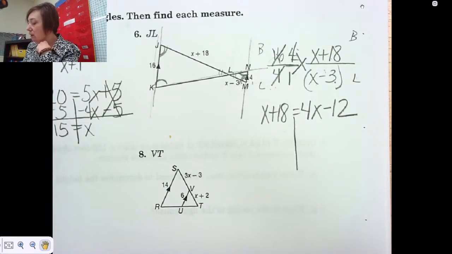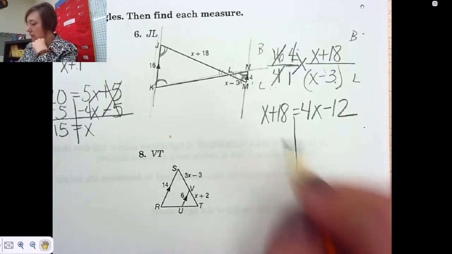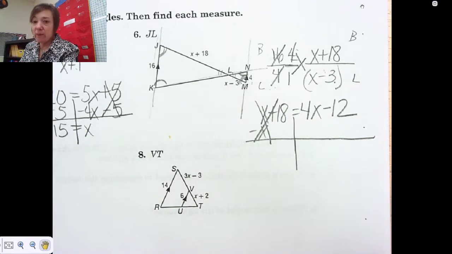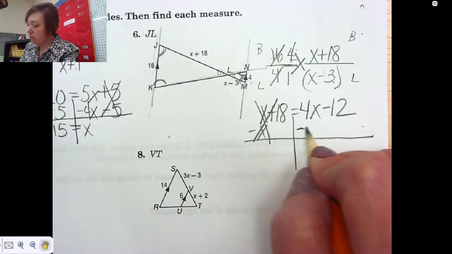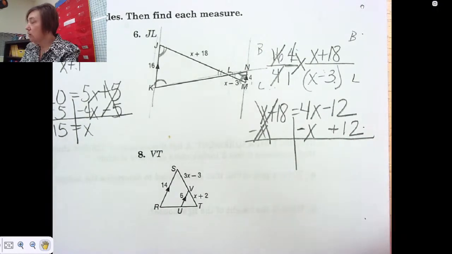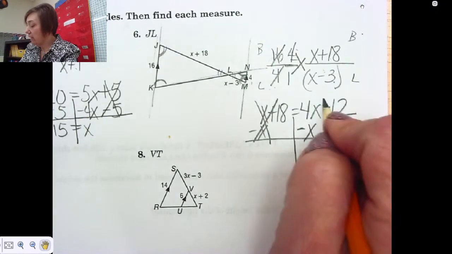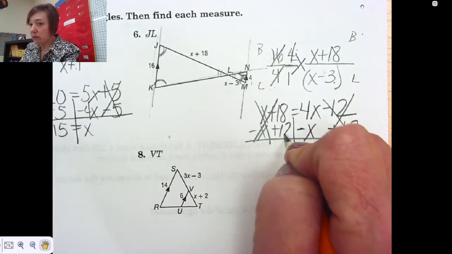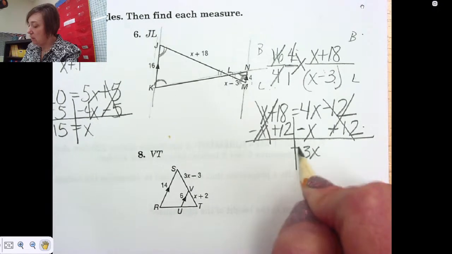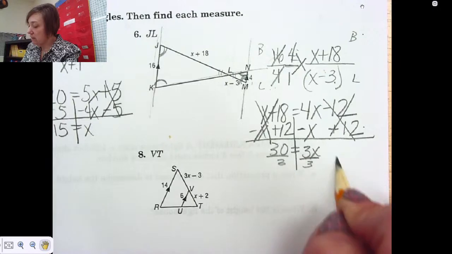Okay, what would you do to solve? Subtract x. Okay, that gets rid of my x's. What else can I do? Oh, I got to do that. Yep. Sorry. Thank you, Jonathan. I also can, right now, add 12. That gets rid of my 12s, but then I have to do it over here too, right? So that gets me 3x equals 30. So divide by 3, what is x?